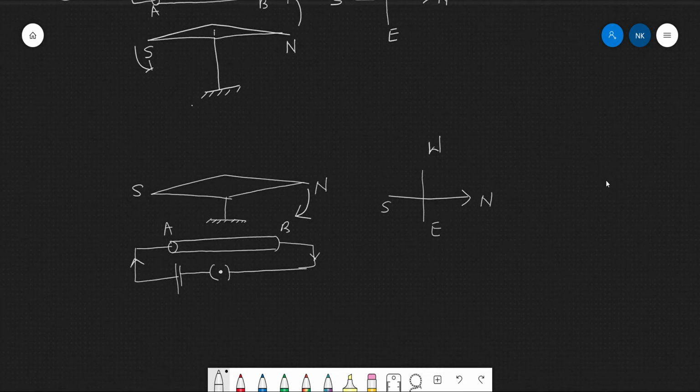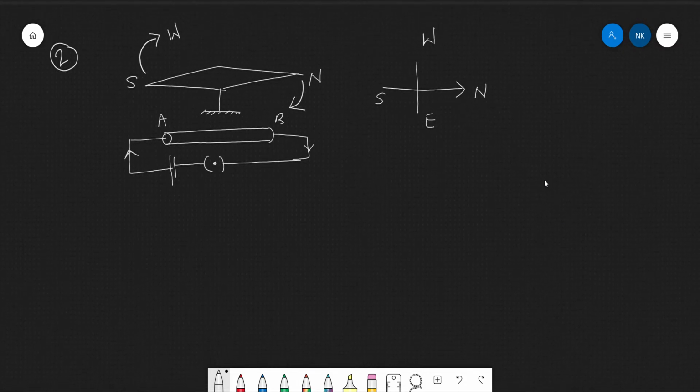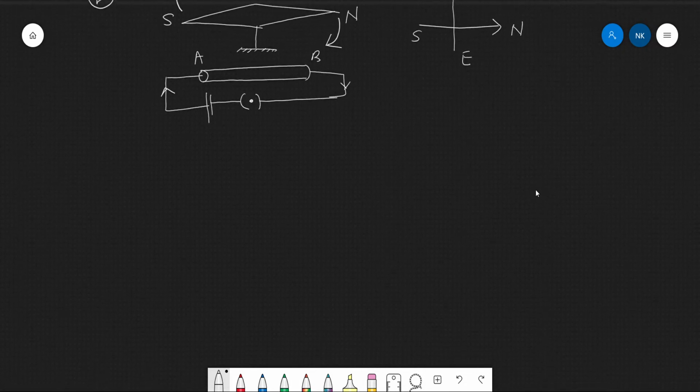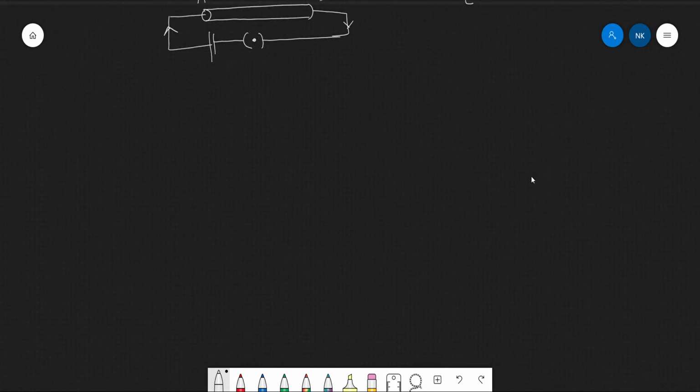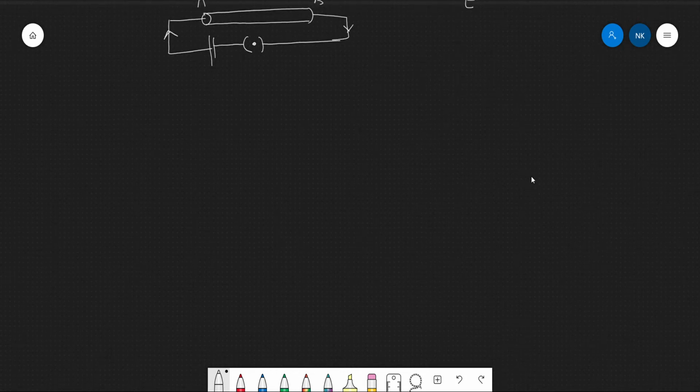As I told, this north pole was turned towards east, and the south pole was turned towards west. That was experimental observation number 2. All right, and now Oersted's experimental observation number 3. I'll explain what it was.